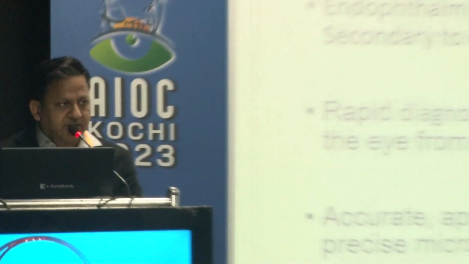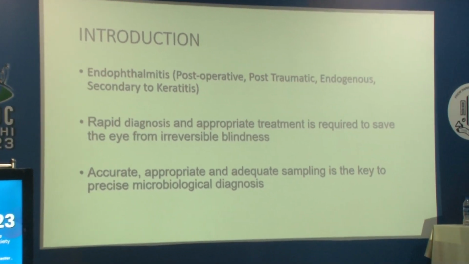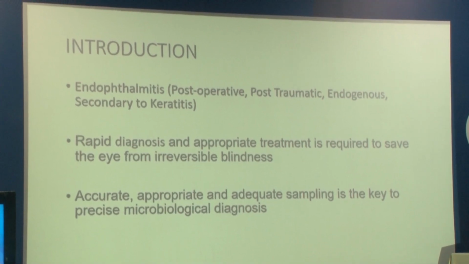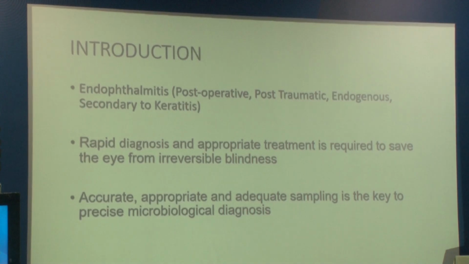So good afternoon, everyone. I'll be presenting on a homemade do-it-yourself aqueous sampling device for anterior chamber tap in endophthalmitis. Endophthalmitis can be post-operative, post-traumatic, endogenous, or secondary to keratitis. Rapid diagnosis and appropriate treatment is required to save the eye from irreversible blindness. And accurate, appropriate, and adequate sampling is the key to precise microbiological diagnosis.